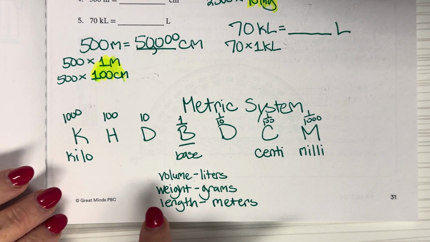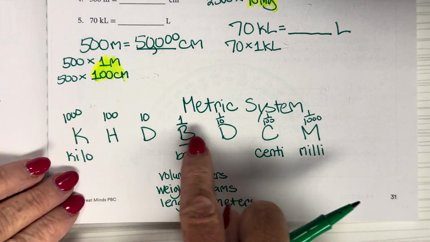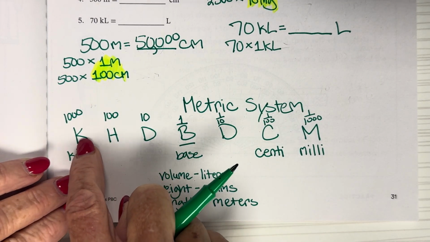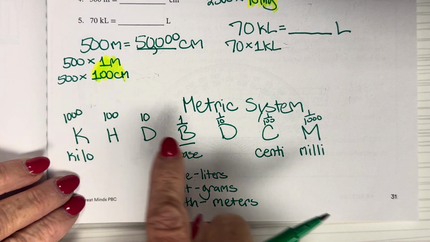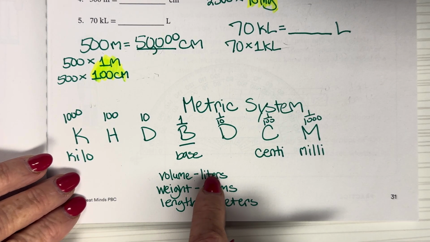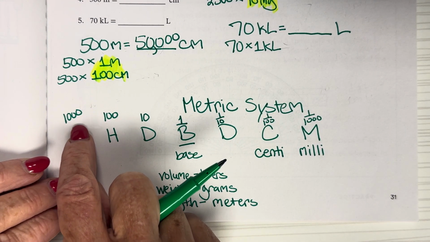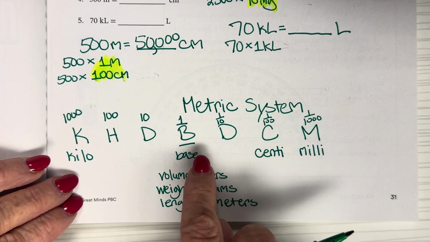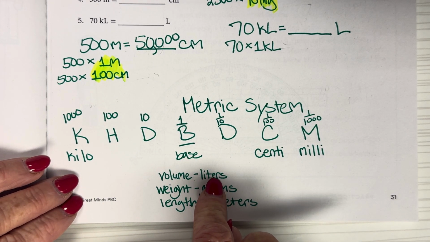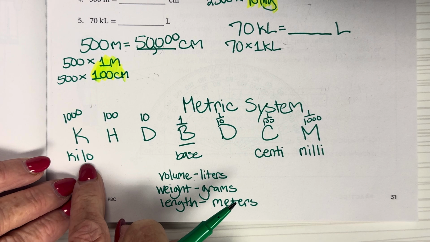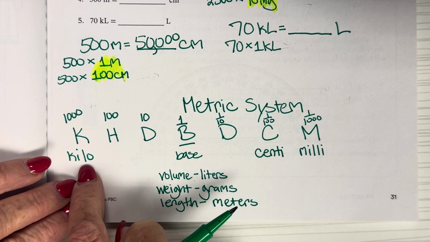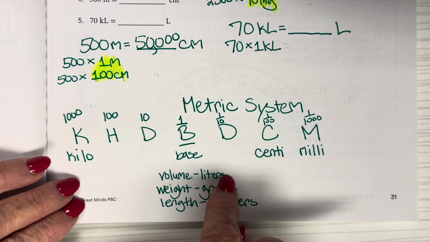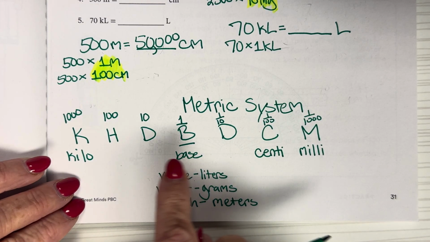So it takes 1,000 liters to equal 1 kiloliter. This is worth 1,000 of these. So I could take 1 kiloliter and cut it up into 1,000 regular liters. So imagine this giant, giant, giant container of liquid. I could fill up 1,000 liter bottles with it. That's what they're saying here.